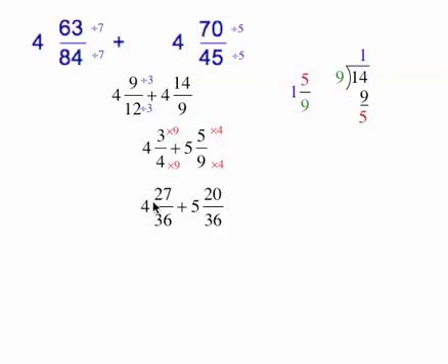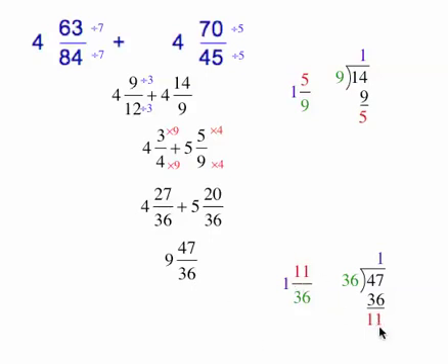And now we add. Right, 27 and 20 is 47. So we're left with, and adding the whole numbers 4 and 5, we now have 9 and 47/36ths. Improper fraction again, so we're going to be stuck using division. So 36 goes into 47 once. 1 times 36 is 36. Subtract, and that gives us a remainder of 11. So our 47/36ths can be written as 1 and 11/36ths.